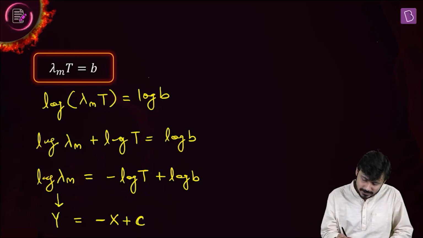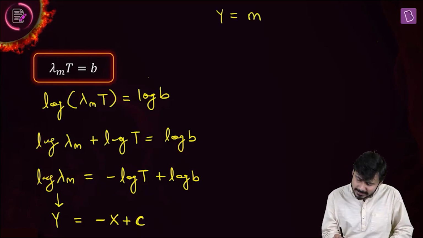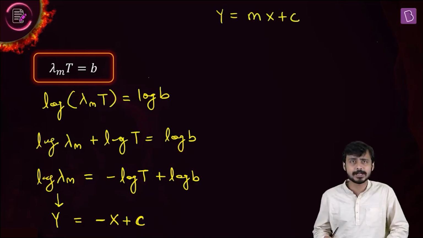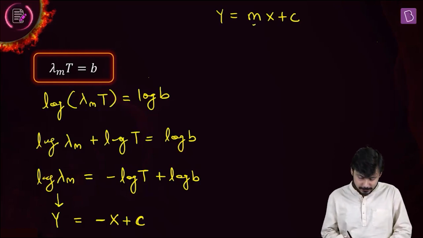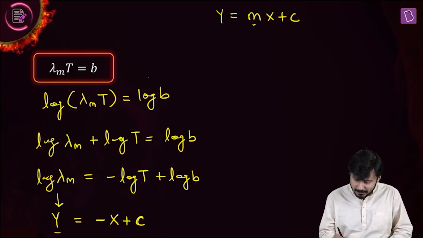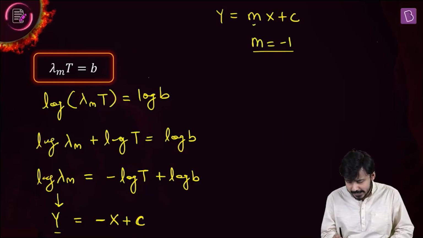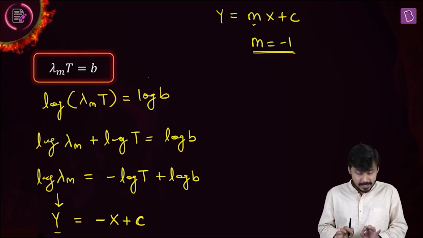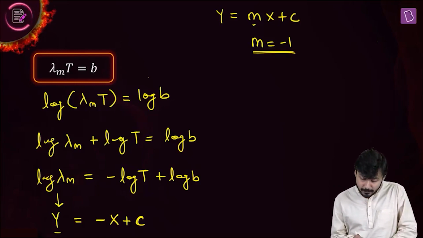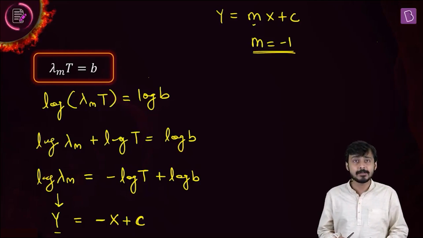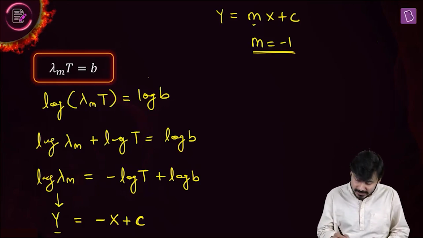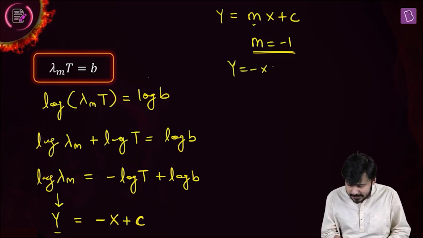Yes. Because for the straight line, you study the equation as y is equal to mx plus c. You are studying it from class 7th or 8th, right? y is equal to mx plus c, where m represents the slope and c is the constant. If you compare this equation, m comes out to be minus 1. So the slope is negative. For the given graph of log of lambda m versus log of T, the slope will be negative and it will be a straight line, right? This y is equal to minus x plus c.